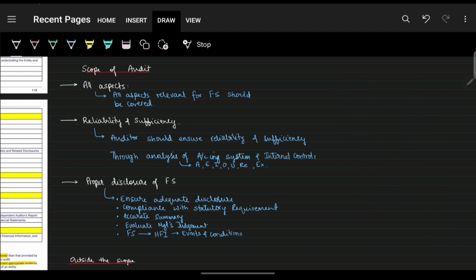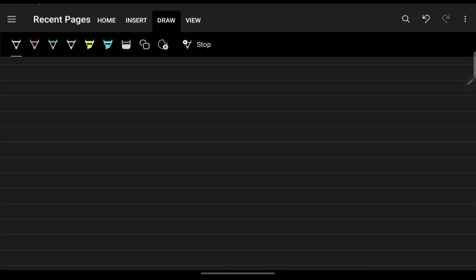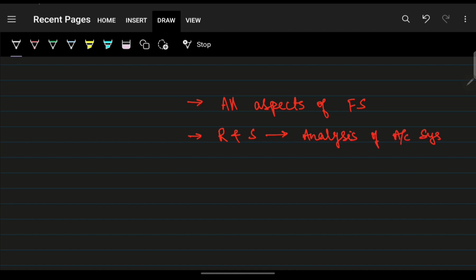Let's just take it off the screen and try writing it out here. First, in the scope of the audit, he must cover all aspects of the financial statement. Second, he needs to ensure reliability and sufficiency. How will he do this? Through analysis of the accounting system and internal control. And this analysis he will do through AEIOU, reperform, external confirmation. And lastly, presentation and disclosure.